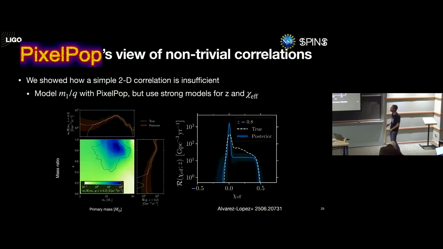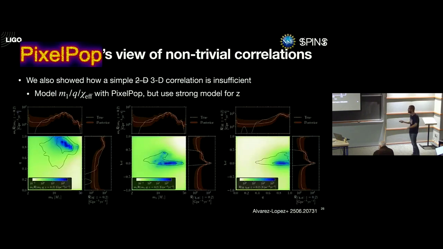What's happening is that in reality, chi-effective was also very correlated with the mass and the mass ratio, but your 2D model doesn't know about it. So because we can run pixel pop in 3 correlated dimensions, we actually have done that. We added chi-effective to the correlated part, now leaving only Z alone, and that's better, but it's still not enough.